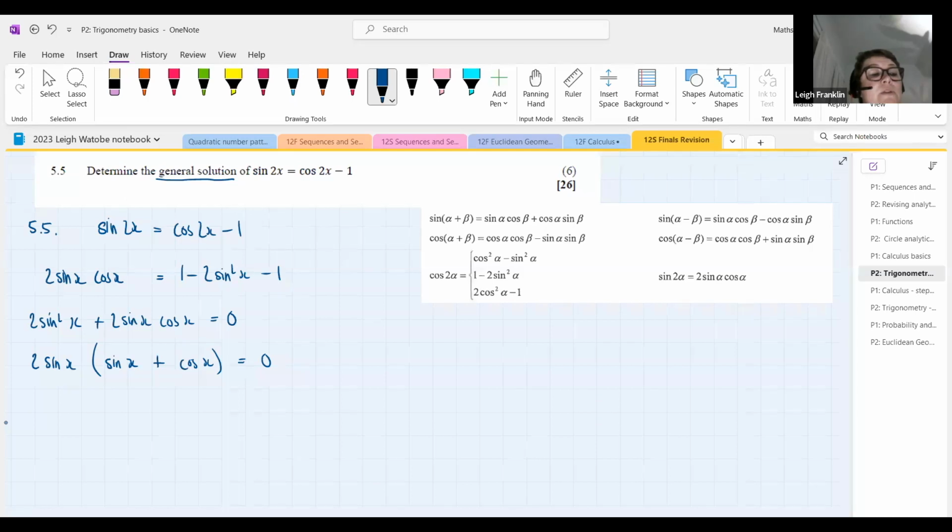So we took out 2 sine x, and this means that either 2 sine x equals 0, or sine x plus cos x equals 0.